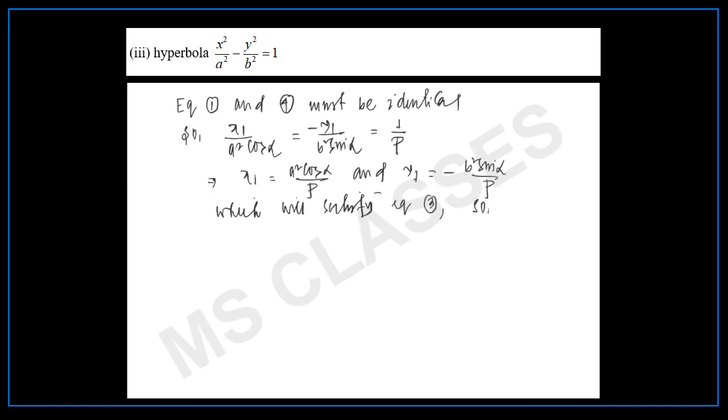So a square cos square alpha by p square minus b square sin square alpha by p square equal to 1. So a square cos square alpha minus b square sin square alpha equal to p square, which is the required condition.